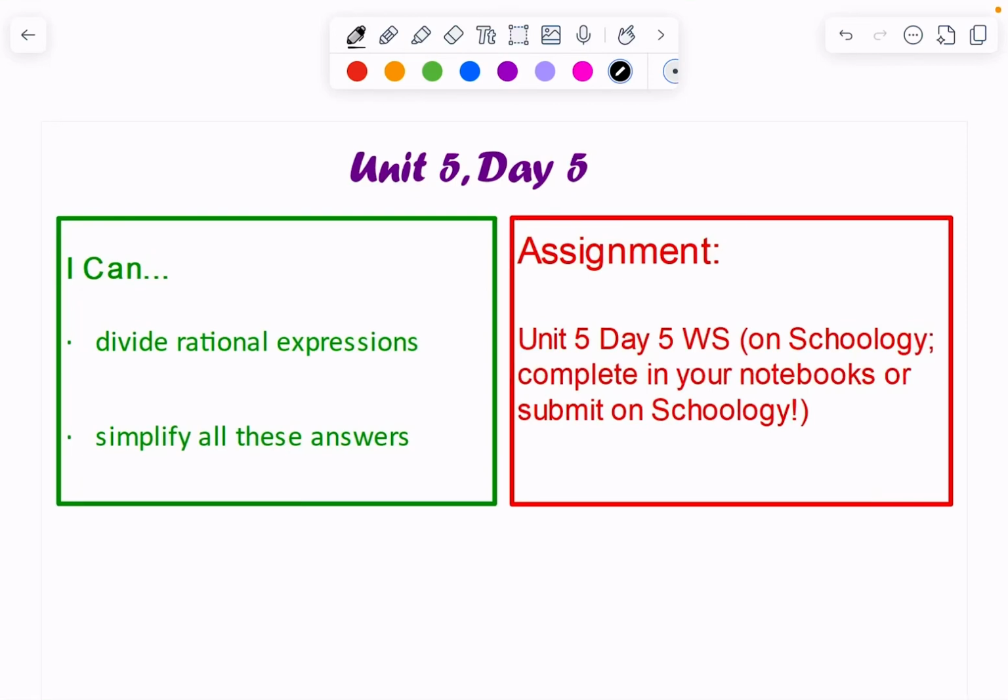All right, you guys, we're on the very last one of Unit 5, which is Day 5. And after adding and subtracting fractions and then multiplying fractions, today we get to divide fractions.